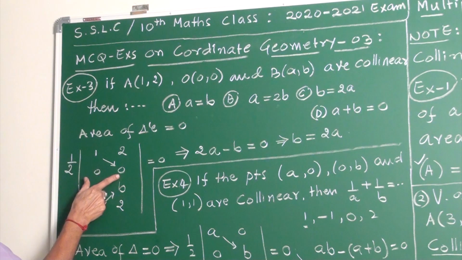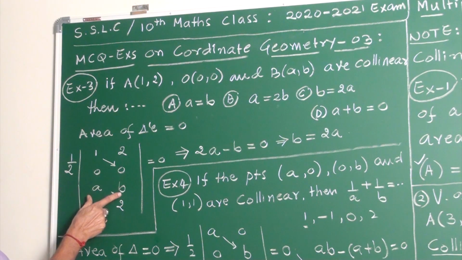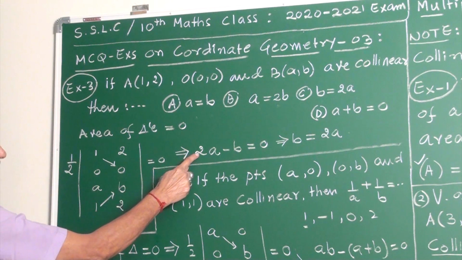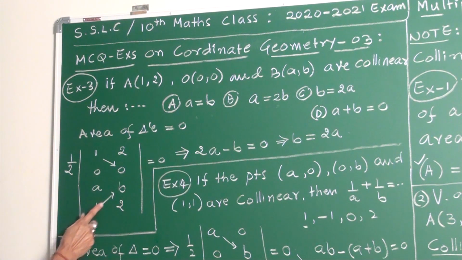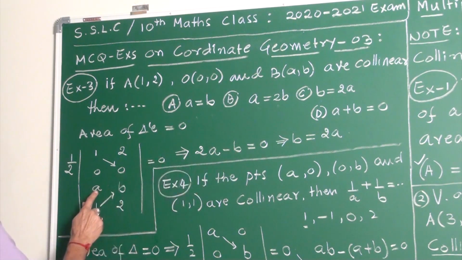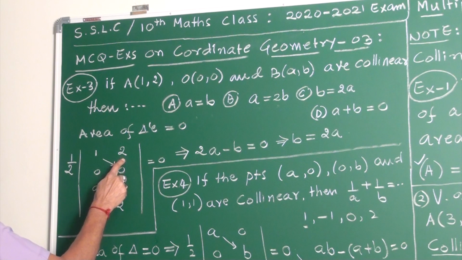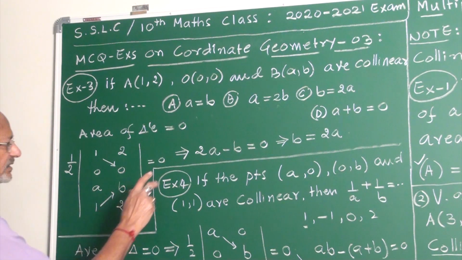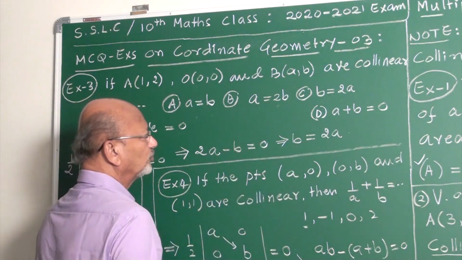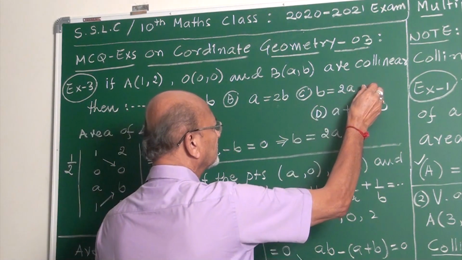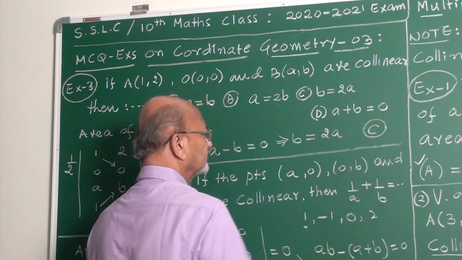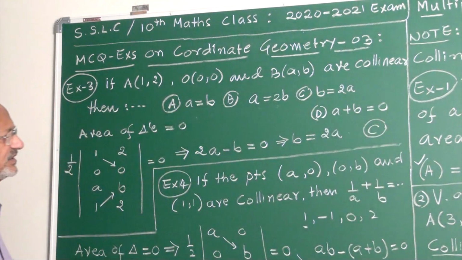Come down first. 0. Don't write. A into 2 is 2A. Minus, so go up now. 1 into B, minus B. Again, this is 0. Now this is minus B. Shifting B this side, B equal to 2A. Which option is the answer? This, my friends. B equal to 2A means option C is the answer.